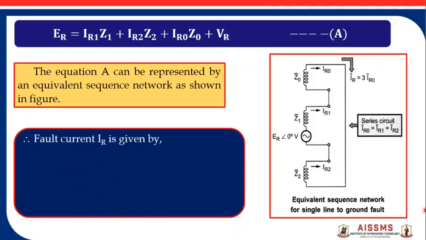So the fault current IR is given by IR equals 3 into IR0, or IR equals 3 ER divided by (Z1 plus Z2 plus Z0). This is the equation for fault current. That is, in an LG fault, the fault current flowing through the R phase when a line to ground fault occurs is given by IR equals 3ER divided by (Z1 plus Z2 plus Z0), where ER is the EMF induced in the R phase, Z1 is the positive sequence impedance, Z2 is the negative sequence impedance, and Z0 is the zero sequence impedance.